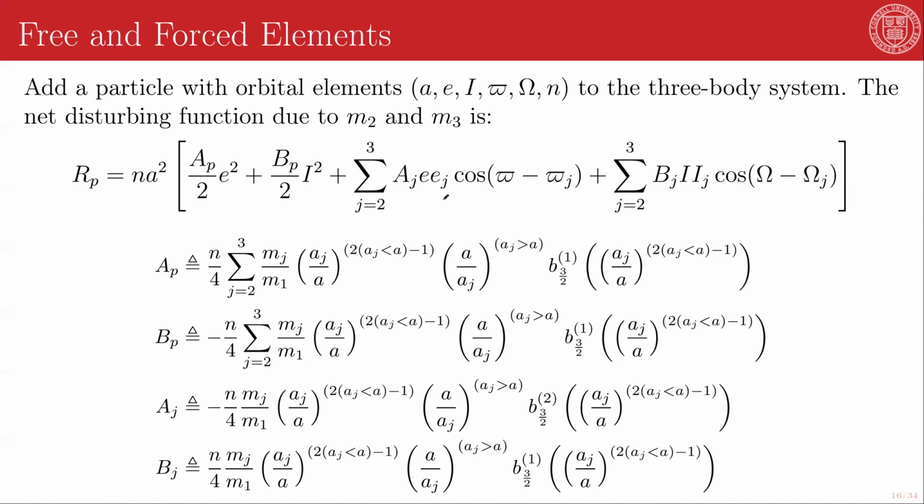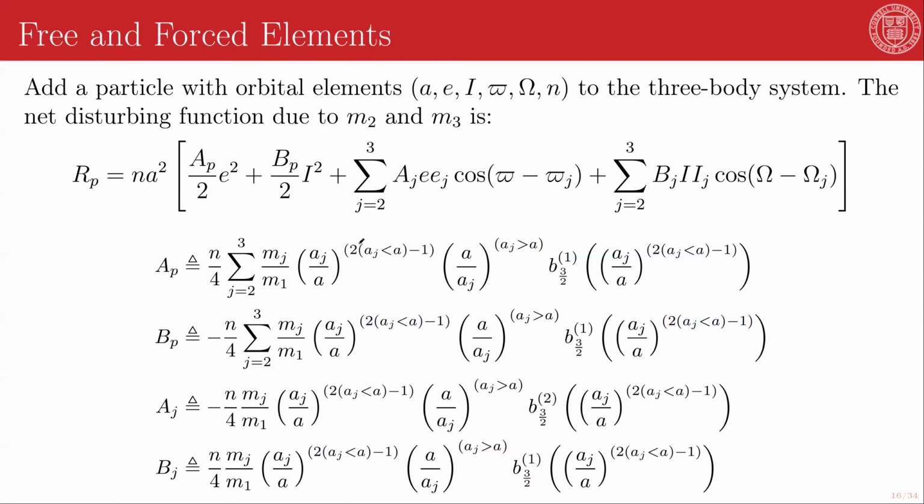Everything else that does have a subscript, this e sub j, this I sub j, this varpi j, and capital omega j, should be treated as the orbital elements of body j, where j is going to be either 2 or 3. We will define new coefficients, A sub p, B sub p, A sub j, and B sub j in this form.